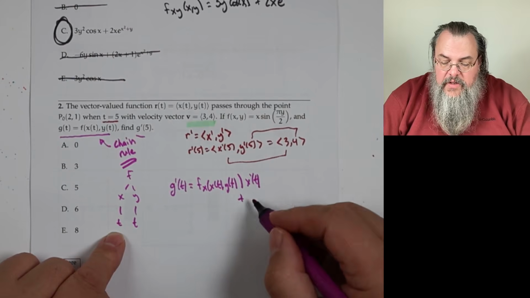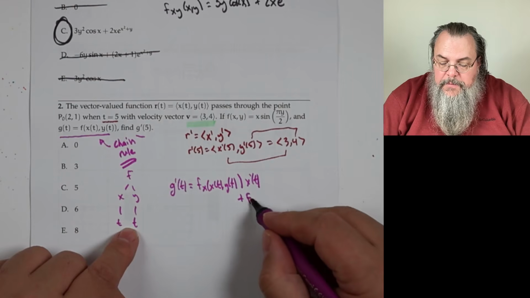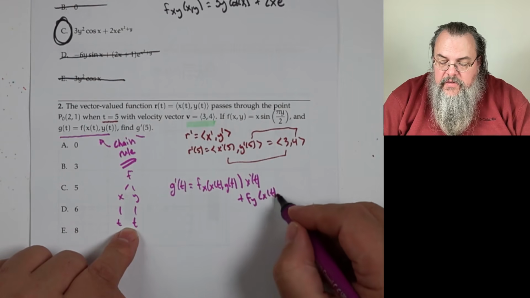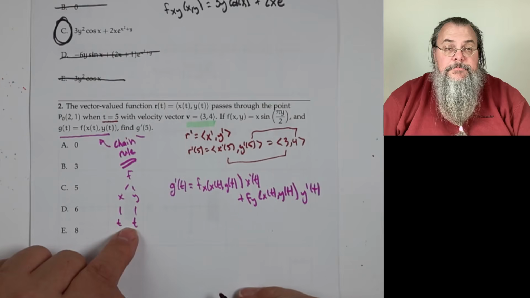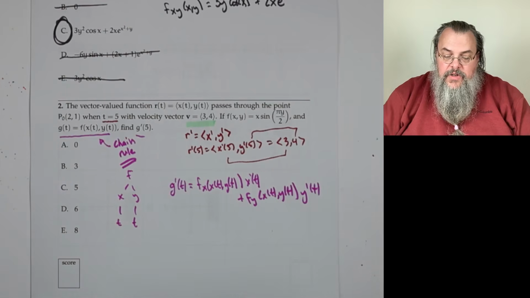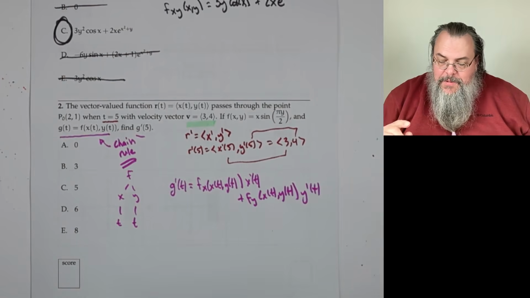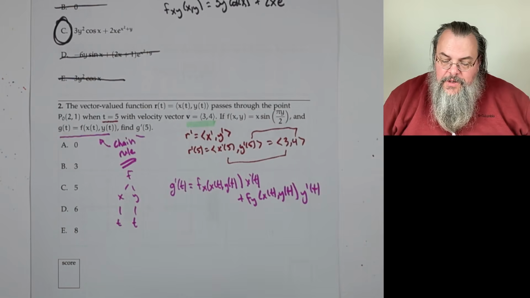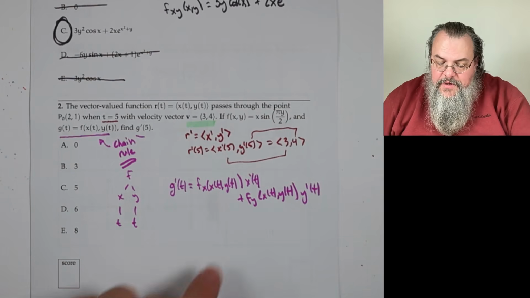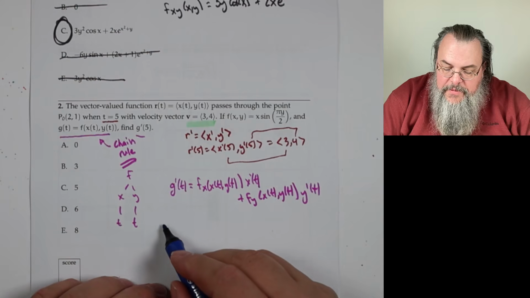Add to that, running out of space here, so add the other part, derivative of f with respect to y, x(t), y(t), times y prime of t. All right, now we're making progress here. We know a couple of things. What do we know? Well, we know what x prime of 5 and y prime of 5 are, right? And we're after g prime of 5.